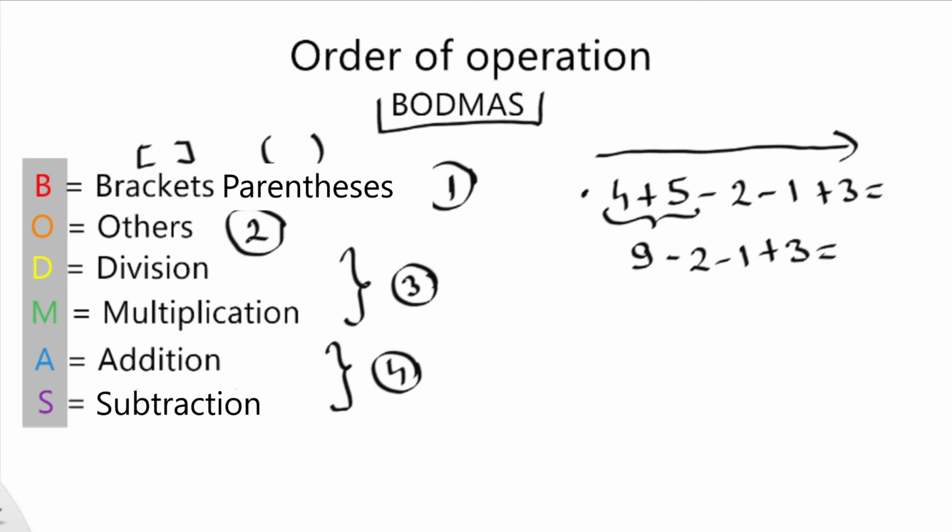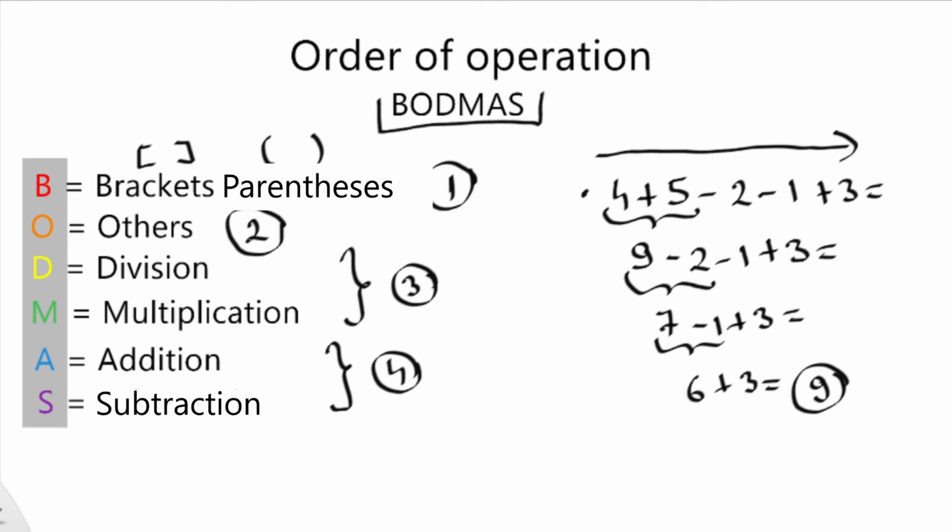Again, left to right. 9 minus 2 gives us a 7. Keep everything else the same. Minus 1 plus 3. First two, left to right. 7 minus 1, 6, plus 3, and this gives us 9.